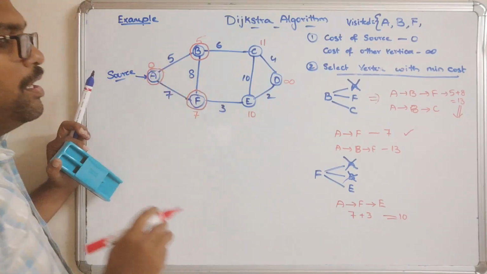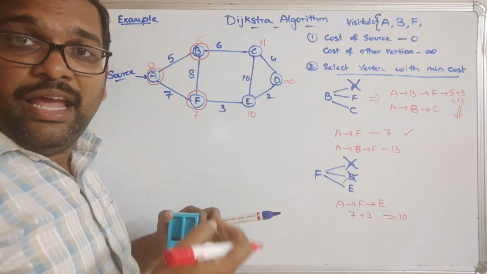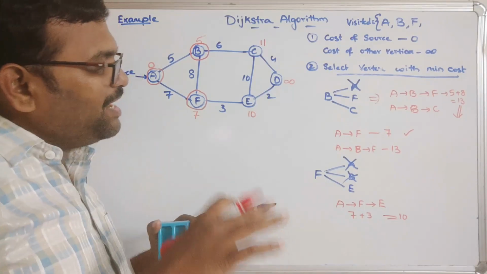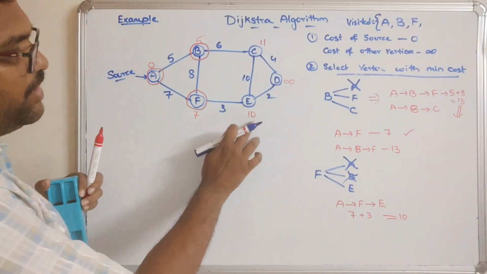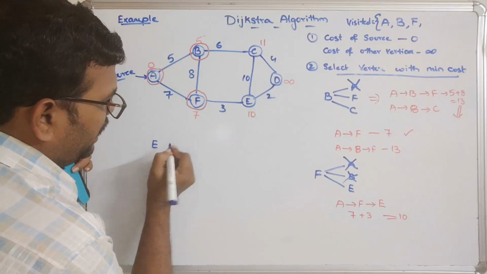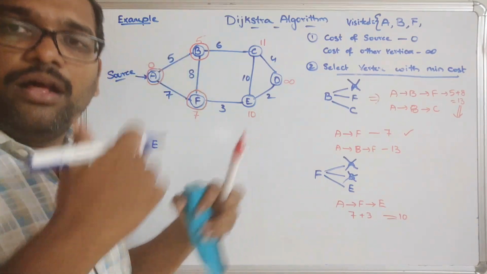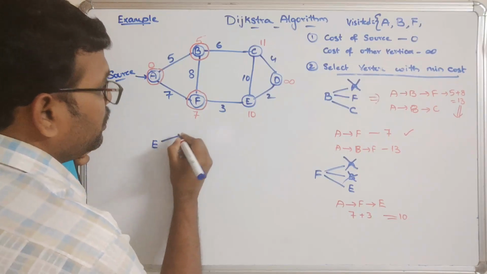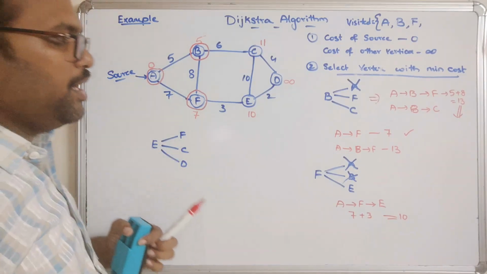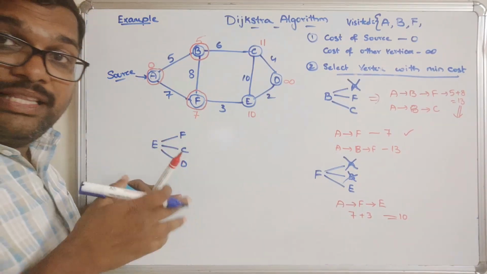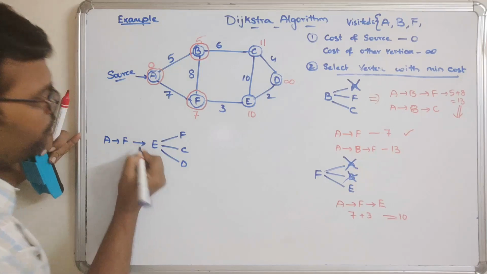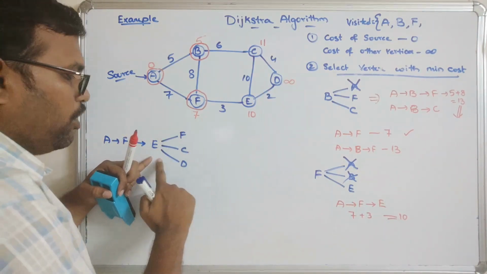F is visited now. Now repeat the same process again from the unvisited vertices. Select the minimum. So which one is having the minimum? E with 10, C with 11, and D with infinity. Obviously E is the minimum. So E, and find out all the adjacent neighboring edges. So E to F, E to C, E to D. This implies A to F, F to E. So we can write it here: A to F, F to E, and now E to F or E to C or E to D.